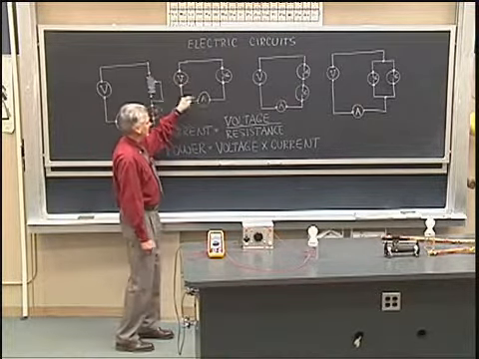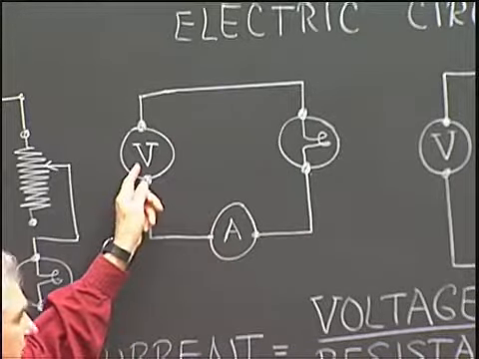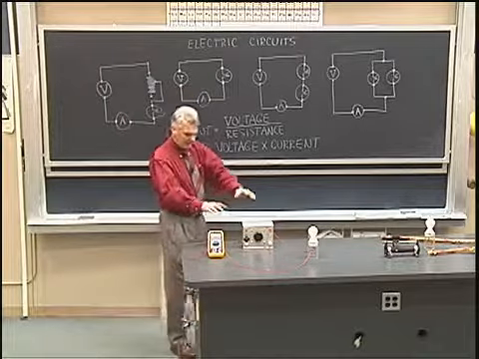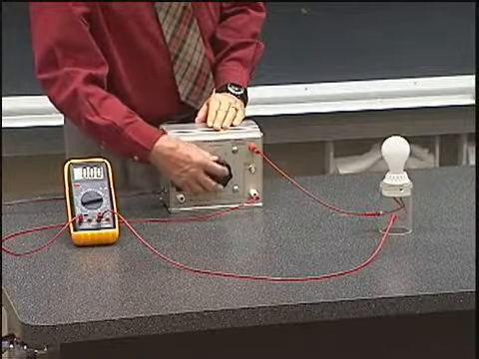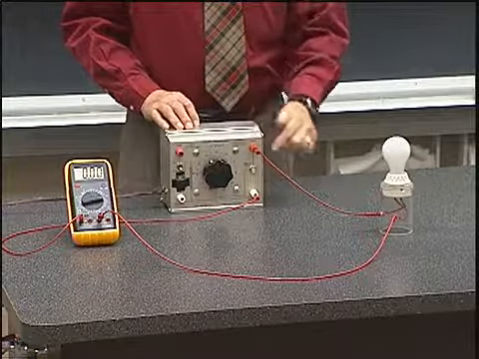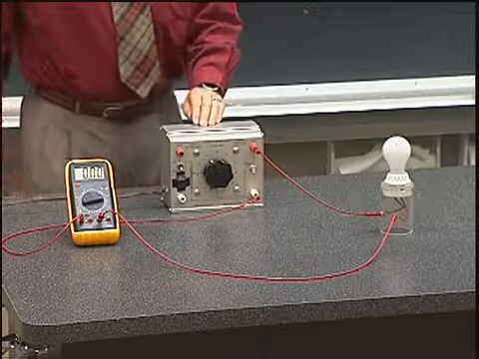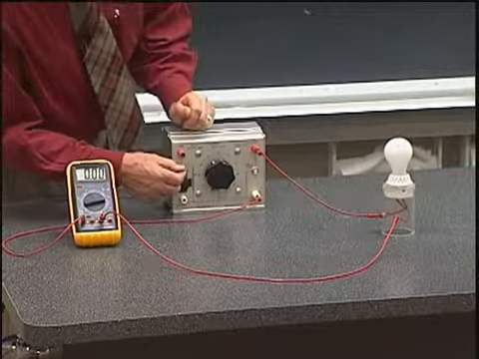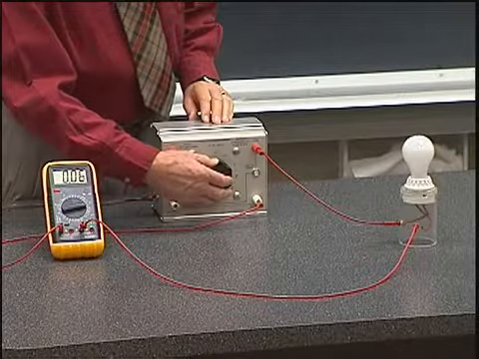This circuit is a simple series circuit where I have a resistor, an ammeter, and a voltage source. Here I have the actual layout of that circuit. Here's the source of voltage, and I can change the voltage here by turning this knob. It goes through a resistor, this light globe, through the ammeter, and back over to the voltage source. Now let me turn on the power here and increase the voltage.